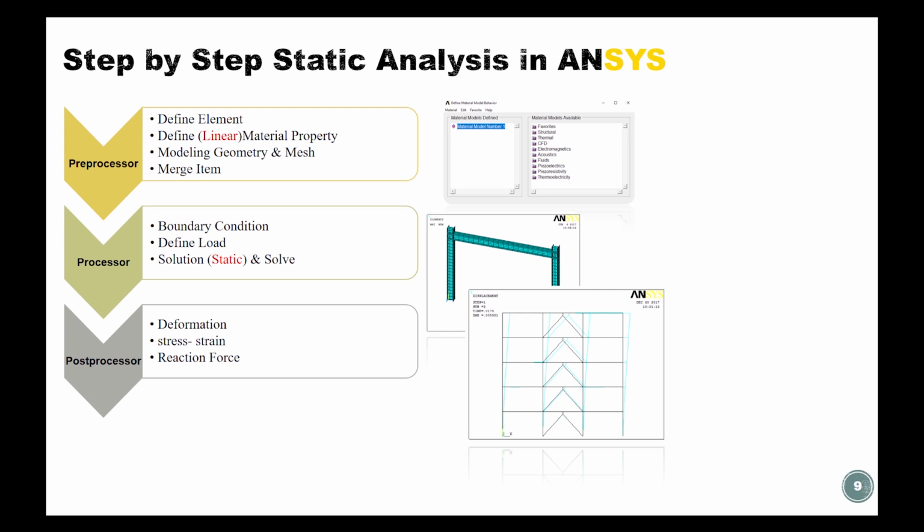Material in this example is 235 steel. Thus, as I said in the Material in ANSYS tutorial video, to define the linear part of the stress-strain curve, supply Young's modulus, Poisson's ratio, and density.